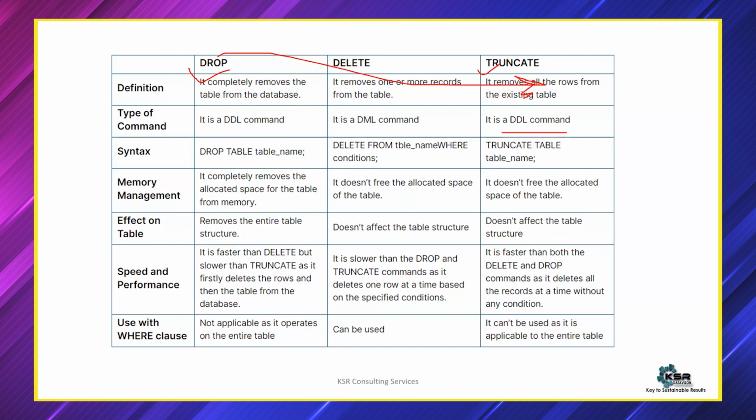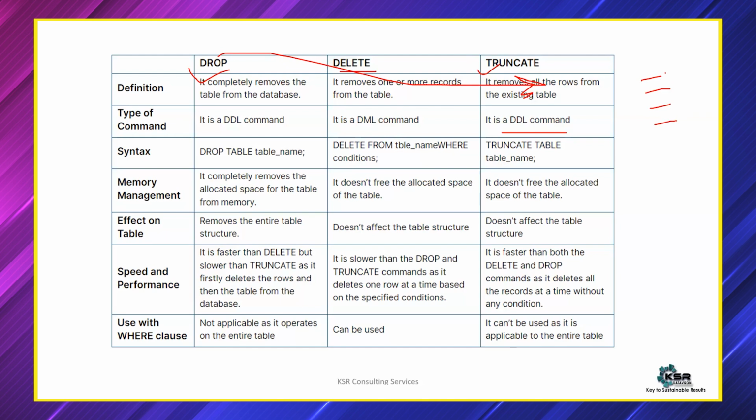Drop is also dropping the complete table structure as well as records. Truncate is only dropping the records, whereas delete is the slowest. Why? Because it is deleting one by one record. If you use a where clause, it will go one by one row. Wherever it finds a similar match, it will delete that record.